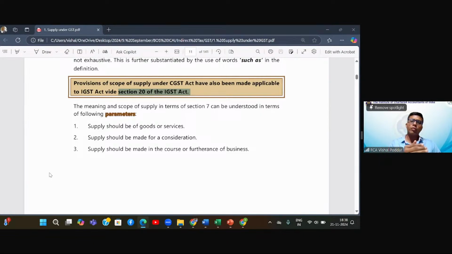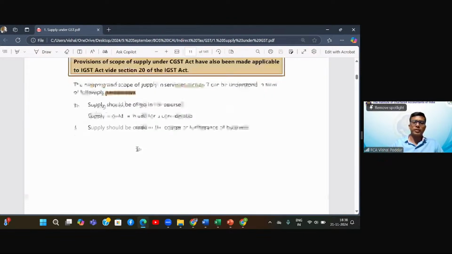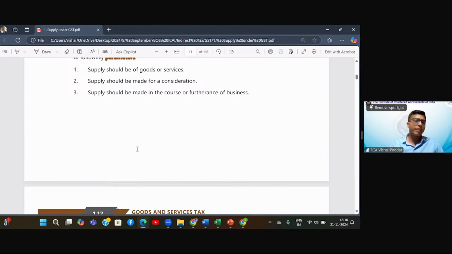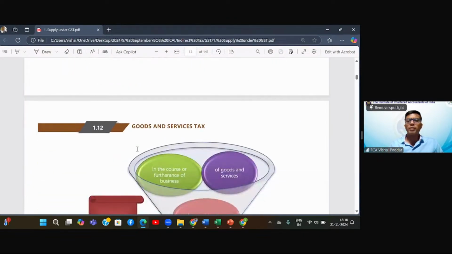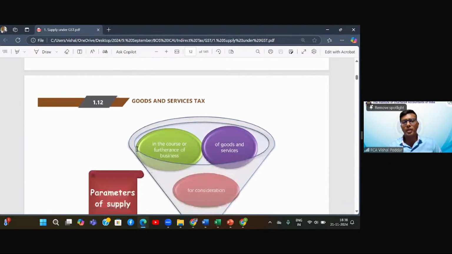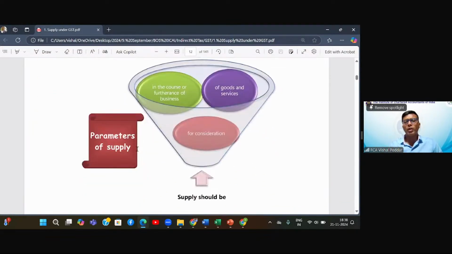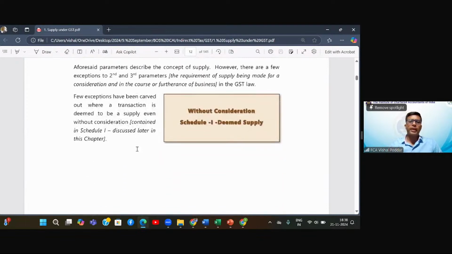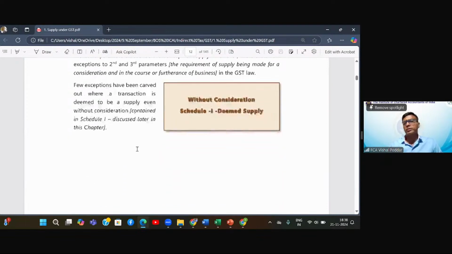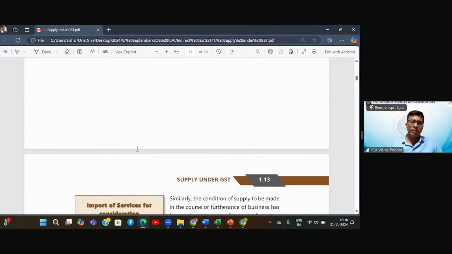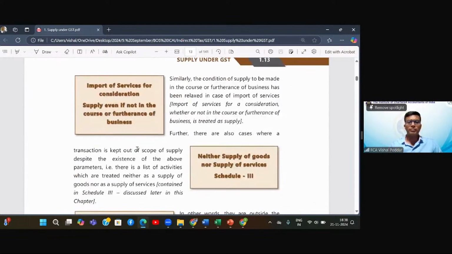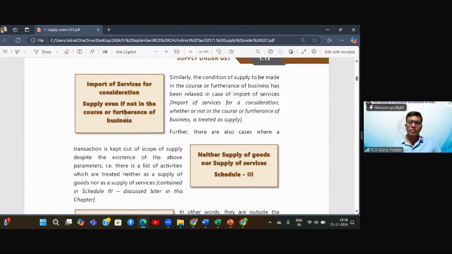They are saying all the provisions of the CGST Act would apply to the IGST Act mutatis mutandis. So you will not study any separate definition of supply or any separate concept of composite and mixed supply in the IGST Act, but they all apply there. Now these are the requirements for anything to be supply. Then the exception is Schedule 1, where even supply will be without consideration. Another exception is importation, where it can be supply even when it is not in the course of business, that is, it is personal.